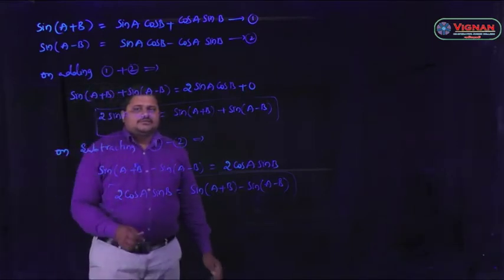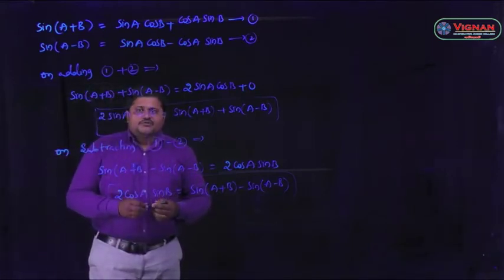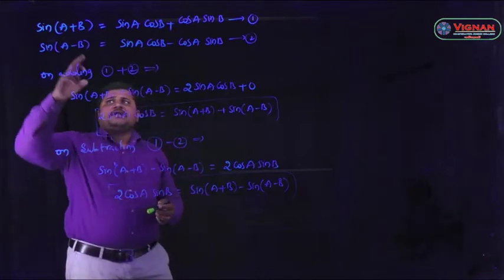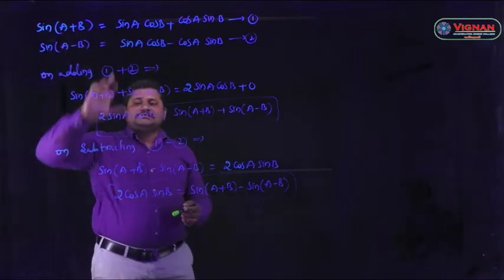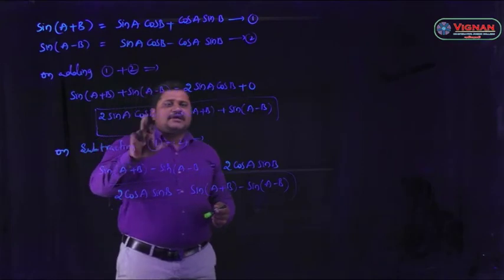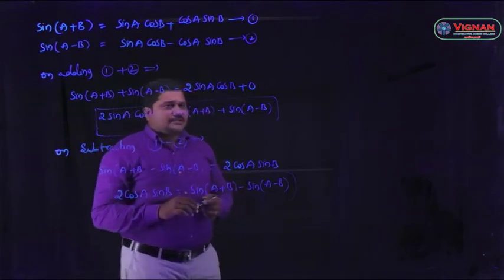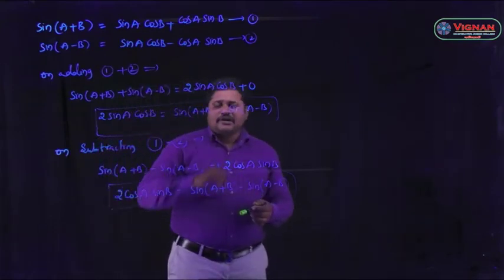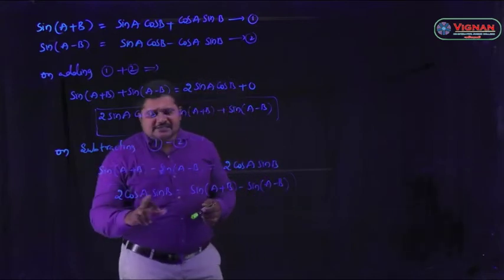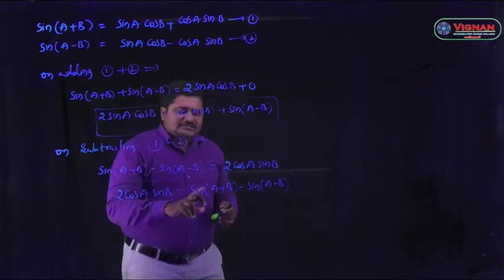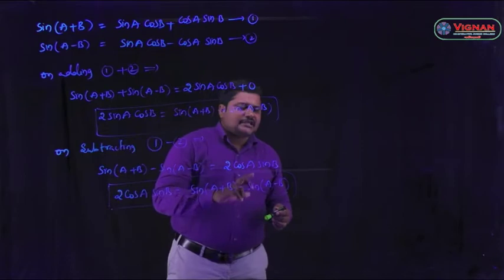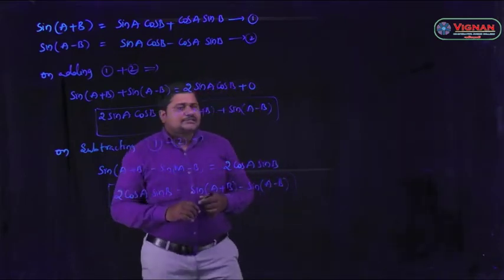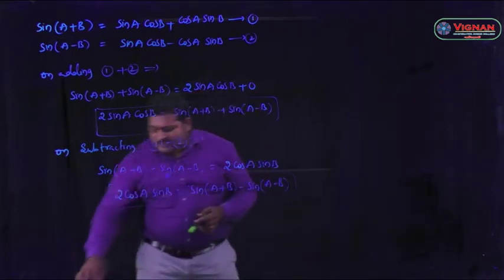Here two formulas come from trigonometric compound angles. 2 sin a cos b is equal to sin of a plus b plus sin of a minus b, and 2 cos a sin b is equal to sin of a plus b minus sin of a minus b. Next we discuss another two formulae.